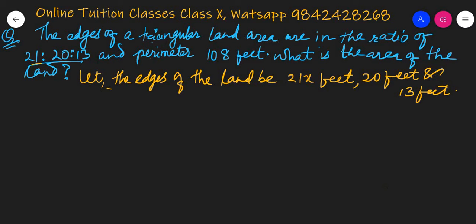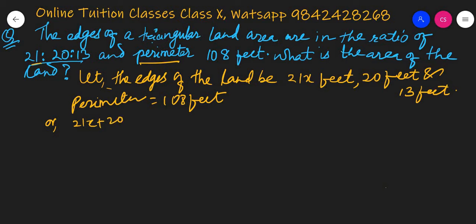All right. Now perimeter equals 108 feet. Now the perimeter formula says sum of all the sides. Here how many sides? Triangular land, so 3 sides, or 3 edges. So what you can say? 21x plus 20x plus 13x equals 108.